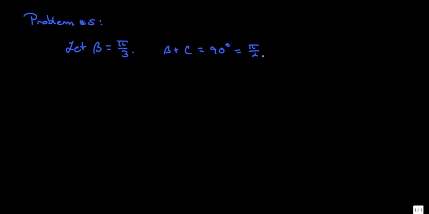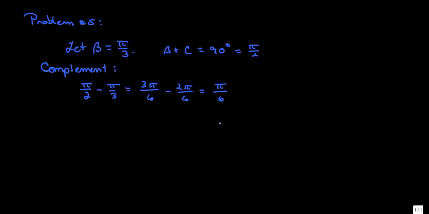So to find the complement, I'm going to take 90 degrees and subtract beta, and that'll be the complement. We'll get a common denominator here. So this is 3 pi over 6 minus 2 pi over 6. And that gives me just pi over 6. So there's my complement.